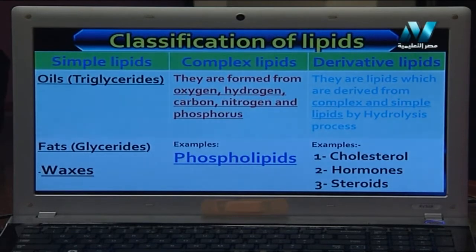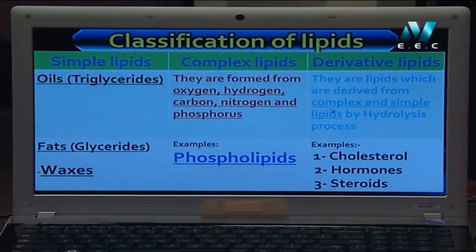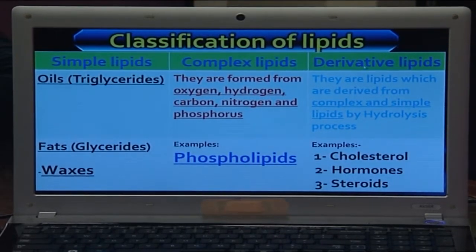What about derivative lipids? Derivative lipids, these lipids are derivative from complex and simple lipids by hydrolysis. What's meant by word hydrolysis here? Adding water. يعني breaking down complex or simple, producing derivative lipids. We have a cholesterol, hormones, and steroids.